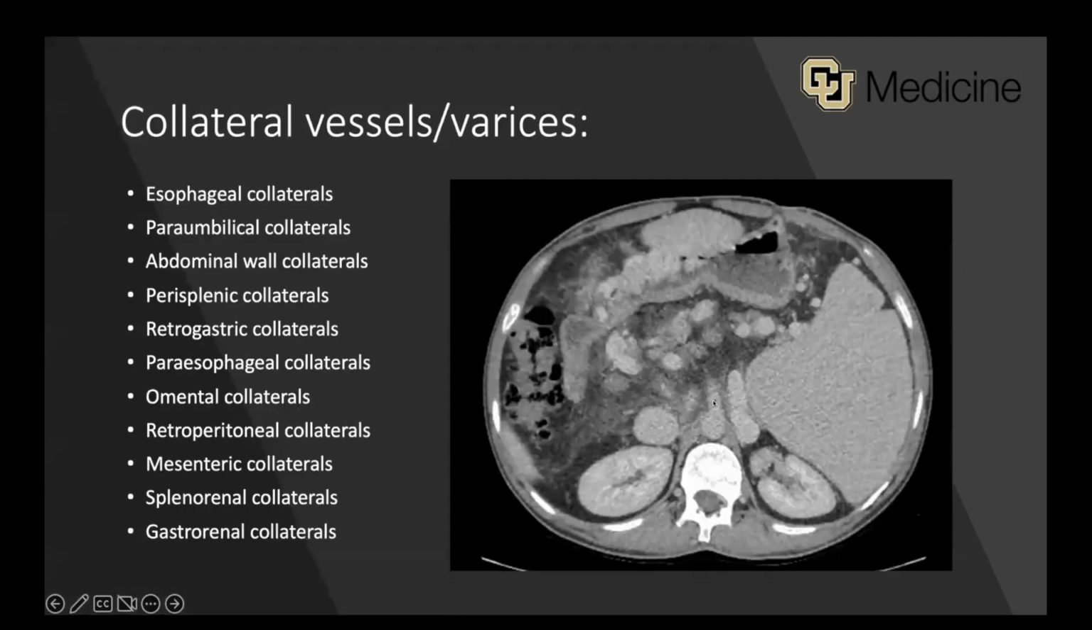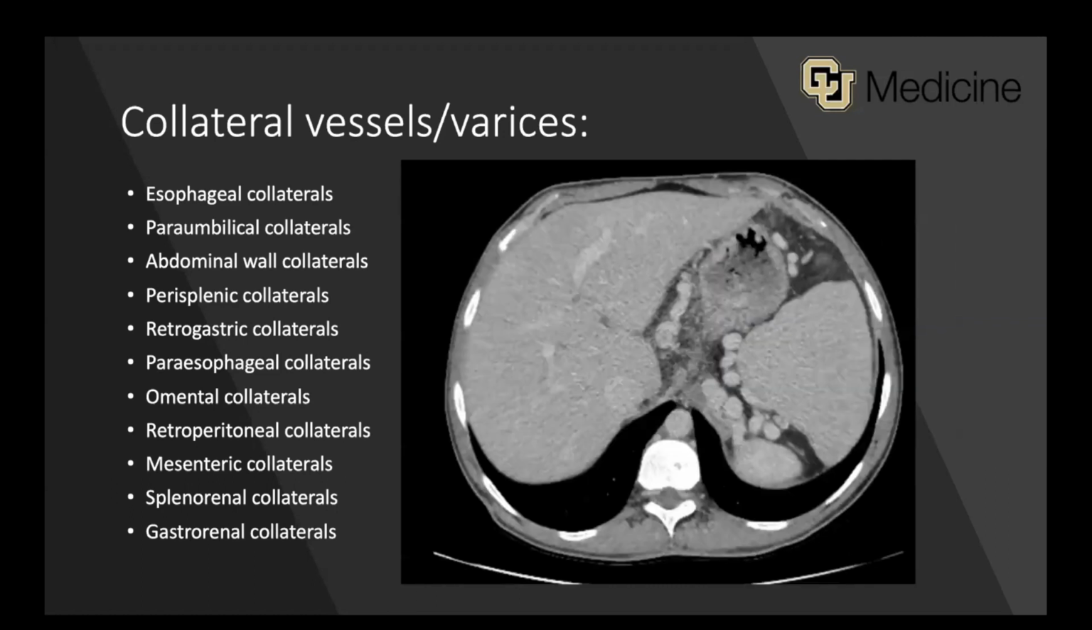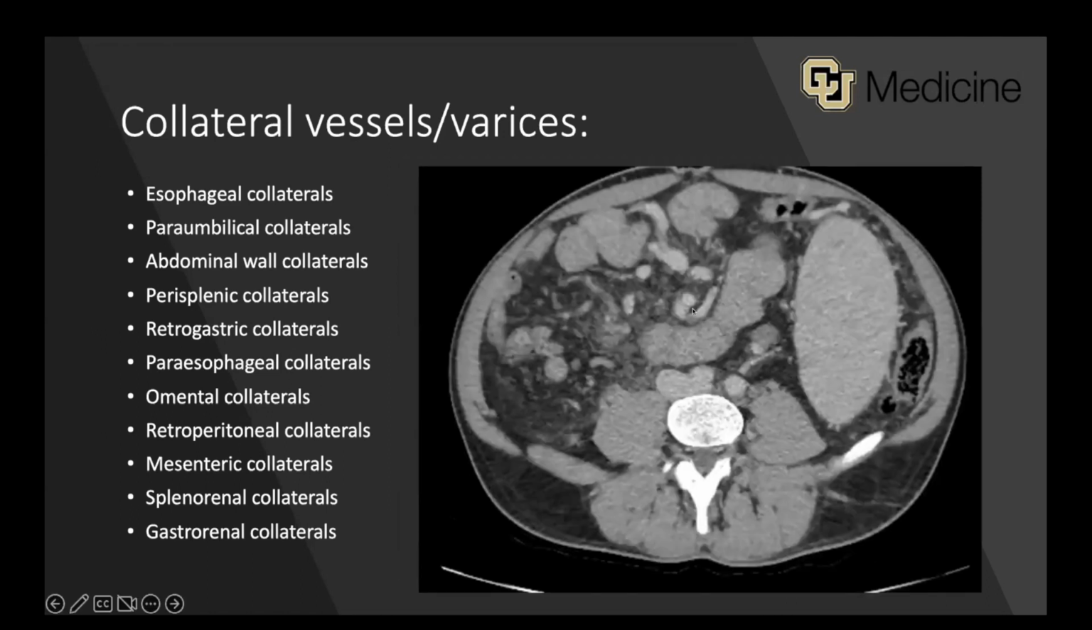So some findings related to portal hypertension that we can see on CT scan are collateral vessels and varices. There are a number of different locations where these can appear. I wanted to bring your attention to these gastric varices here because they can actually be quite symptomatic for patients. These can bleed even at very low pressure gradients. So those are some varices that can cause a lot of morbidity for patients. Here's another example of more varices here in the splenorenal area predominantly. And then more here in the mesentery you can see as well.